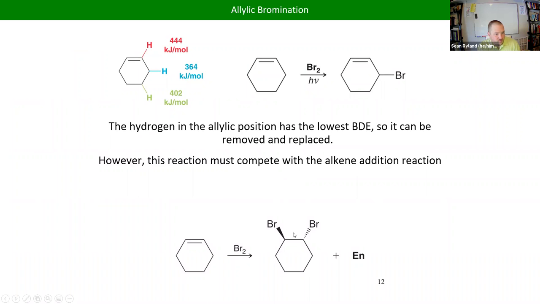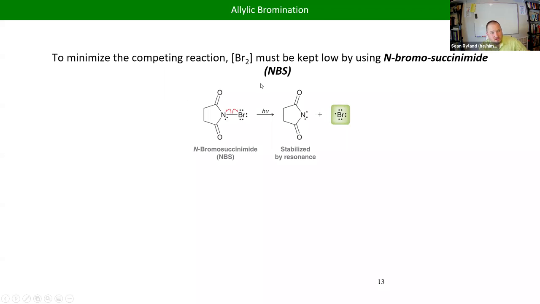So if we're trying to avoid competing with the alkene reaction, we need to make sure we keep it in the free radical mechanism. If we actually want to see this reaction with good yield, we don't do it with just pure bromine. If we do it with pure bromine, we're going to get a mixture of both of these products. If instead we use a different bromine source, instead of molecular bromine, we use what's called NBS, which stands for N-bromosuccinimide. Succinimide is a molecule with a ring structure with two carbonyls and a nitrogen that's part of the ring. If you put a bromine on the nitrogen, that's what makes it N-bromosuccinimide.